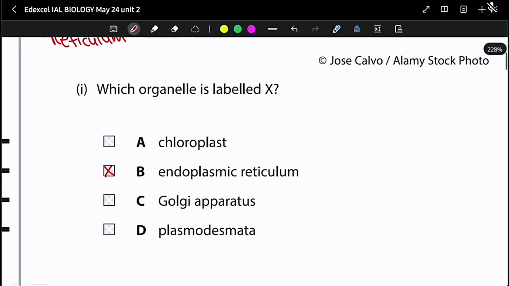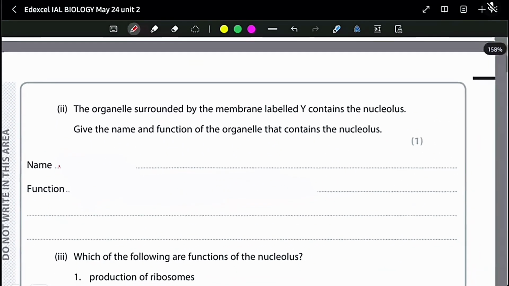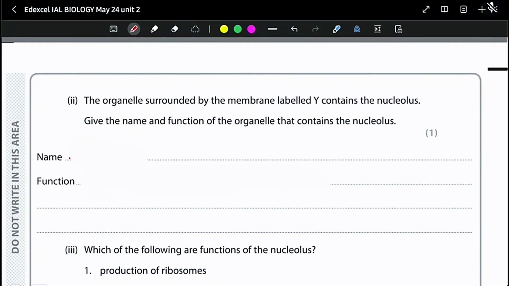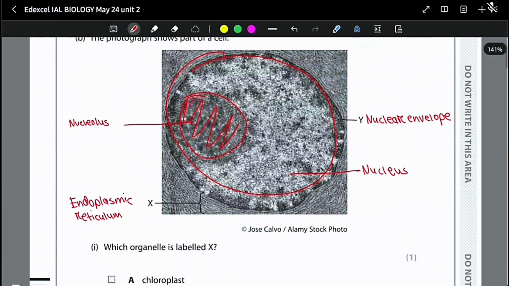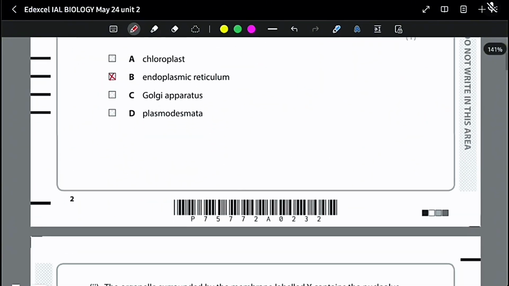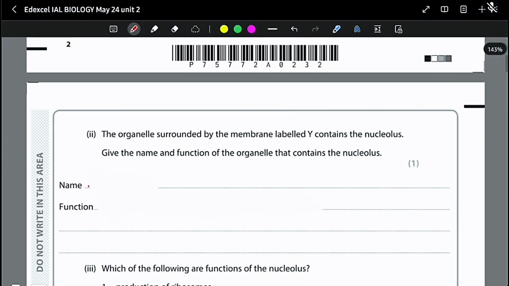Next question. The organelle surrounded by the membrane labeled Y contains the nucleolus. Give the name and function of the organelle that contains the nucleolus. Sorry, the organelle that contains the nucleolus has to be the nucleus. So the answer should be nucleus. And the function of the nucleus is that it contains the genetic material, which is the DNA.